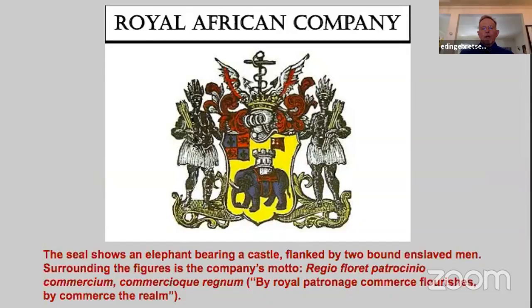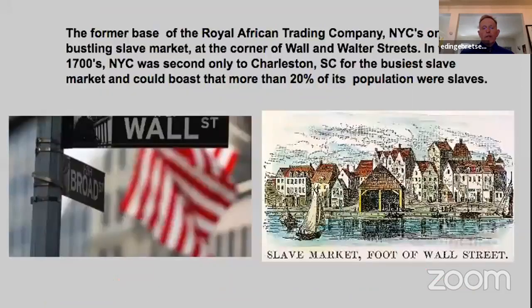An elephant bearing a castle, should be obvious, African and kind of a British castle, flanked by two bound enslaved men. This is the Duke of York, who later became Charles II. Surrounding the figure is the company's motto, and I won't give you the Latin, but it's: by royal patronage, commerce flourishes. And again, people are so astonished at all this. You can look it up, you can find all this. So here again, it gets more uncomfortable.